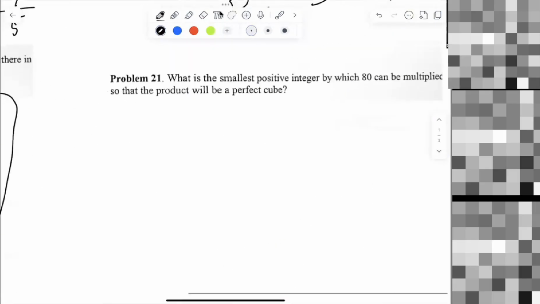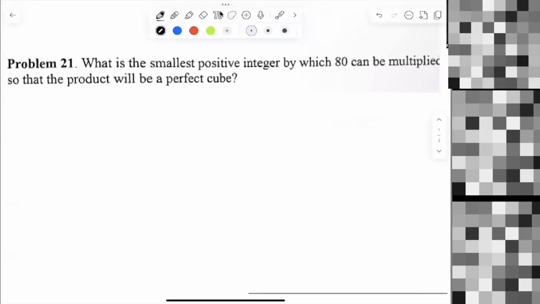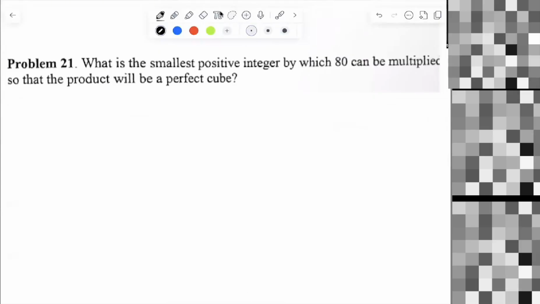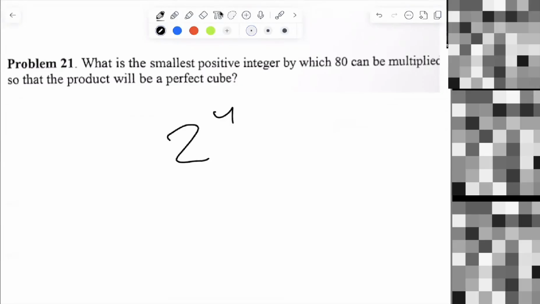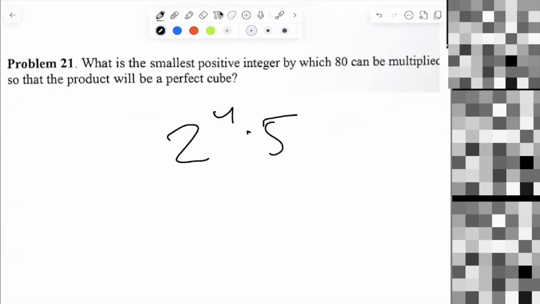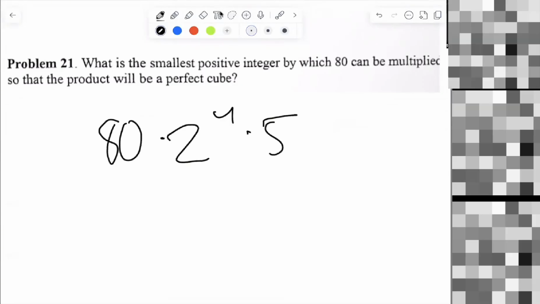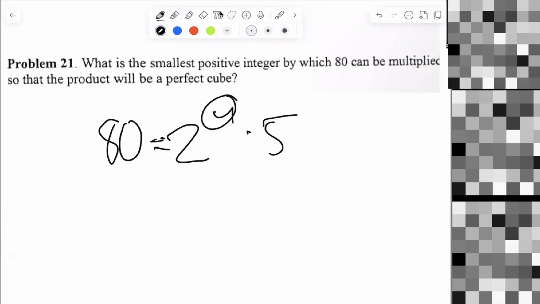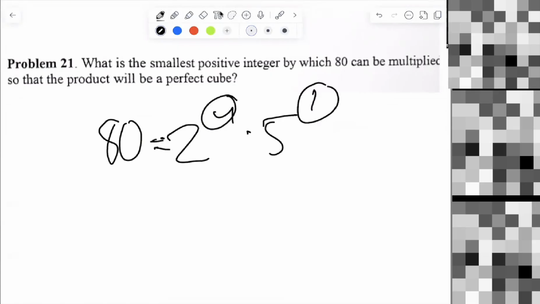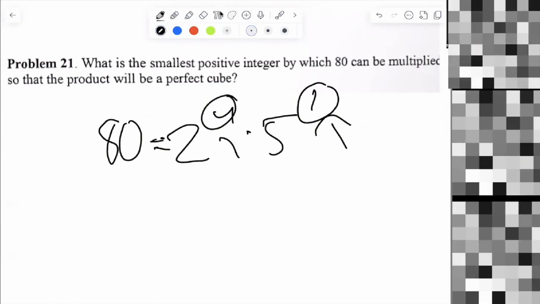Alright? Now let's move on to problem 21. What is the smallest positive integer by which 80 can be multiplied so the product will be a perfect cube? Factoring this will give you 2 to the 4th times 5. And since we want a perfect cube, the powers must be multiples of 3. The 5 is 5 to the 1 if it's by itself.